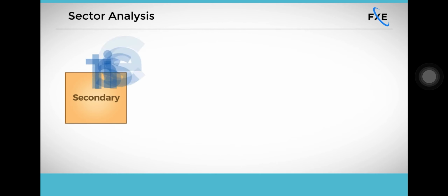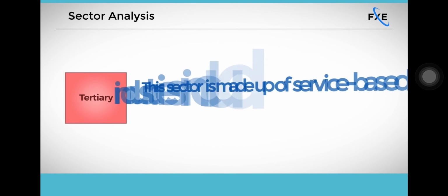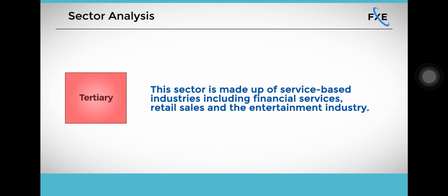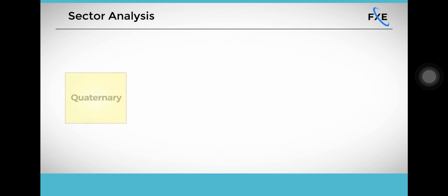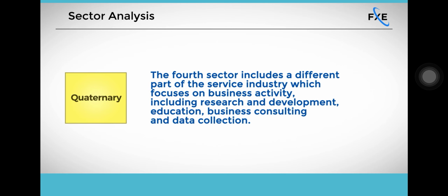Then we have the secondary sector. This sector includes production-focused industries such as manufacturing, processing, and construction. Then we have the tertiary sector. This sector is made up of service-based industries, including financial services, retail sales, and the entertainment industry. And finally, we have the quaternary sector. The fourth sector includes a different part of the service industry which focuses on business activity, including research and development, education, business consulting, and data collection.